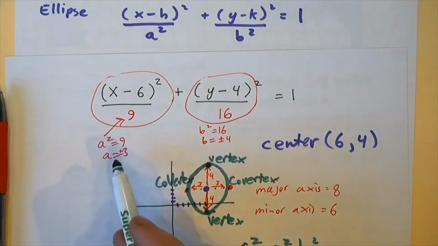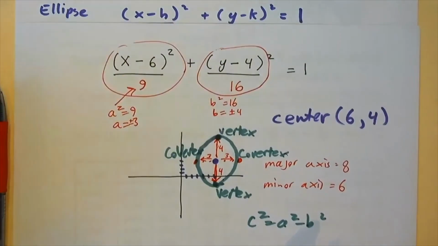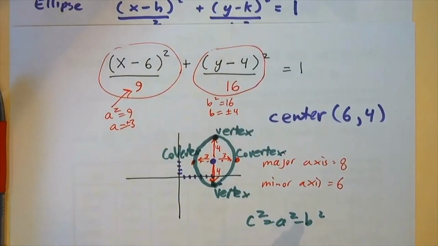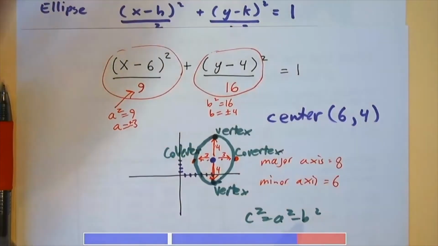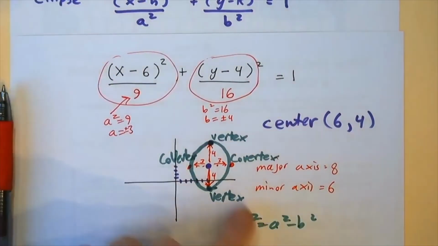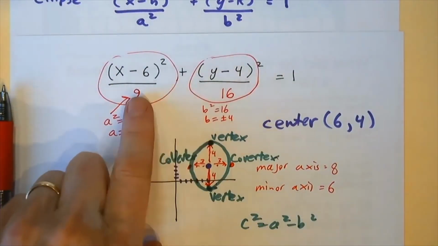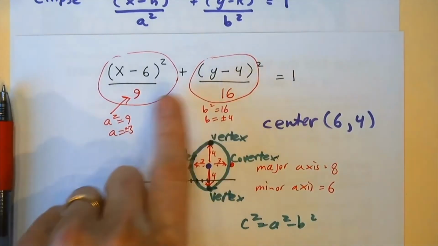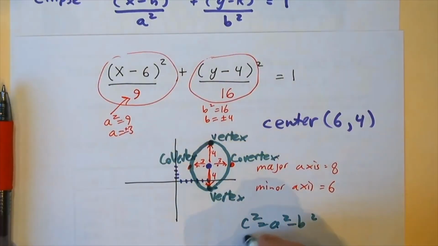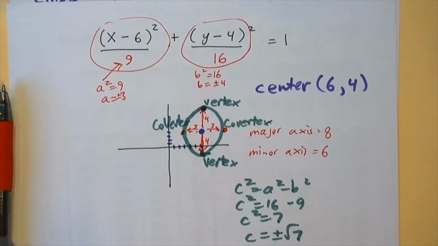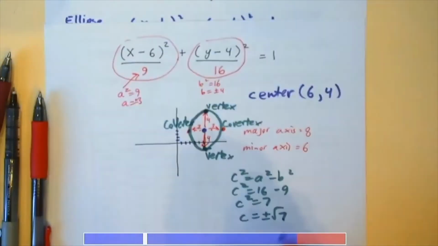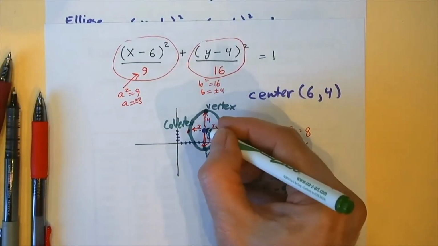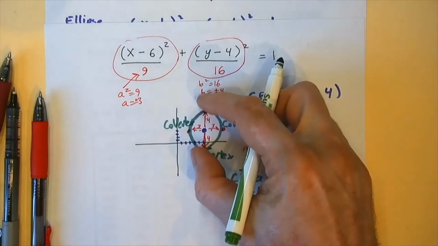And once again, it doesn't matter who a or b is, because if you say, oh, is this a and this b? Wait, I can't do 9 minus 16. We'll do 16 minus 9. Okay, you would just go c squared equals 16 minus 9. C squared is 7. C is plus or minus radical 7. You would say the foci are at a distance of radical 7 from the center. In which direction? Always the long direction.